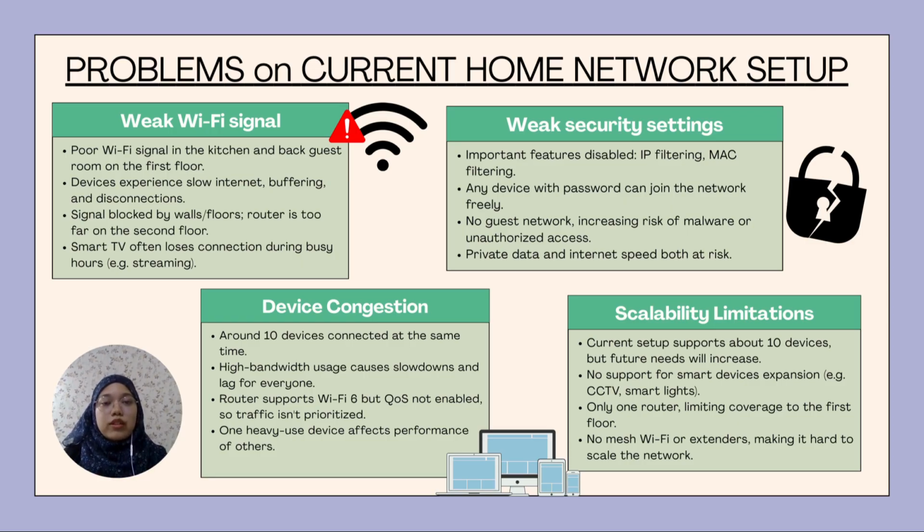So the first problem of the current home network setup is the weak Wi-Fi signal on the first floor, especially in the kitchen and the back guest room. Sometimes devices like smartphones or tablets cannot connect to Wi-Fi at all or have very slow internet. This makes using the internet hard for people in those areas because websites load slowly, videos buffer or stop, and online calls often disconnect. These weak Wi-Fi signals happen because the Wi-Fi has to travel through walls and floors, and the router is far away on the second floor.